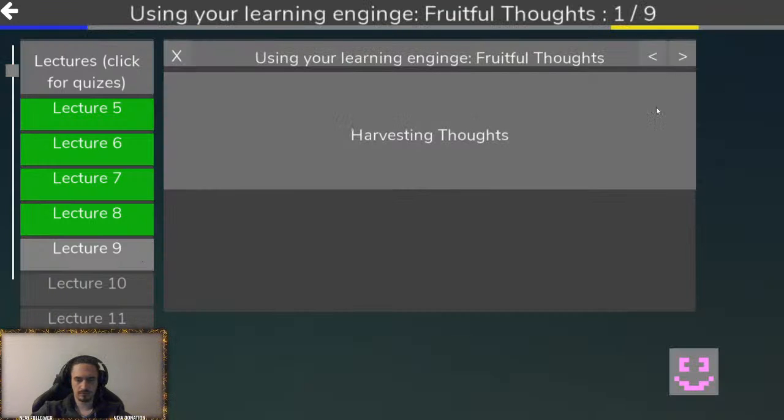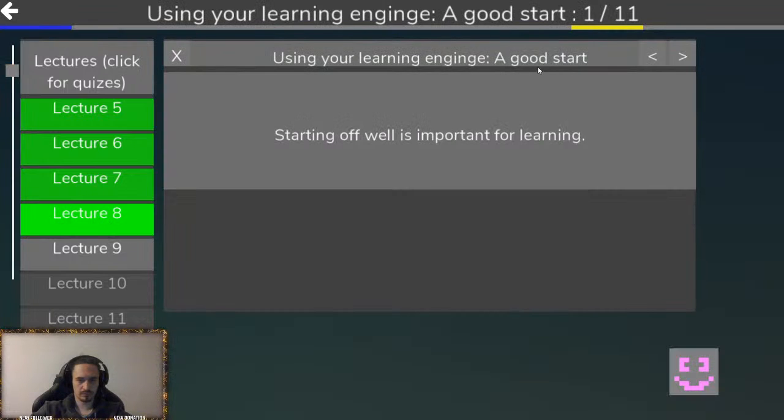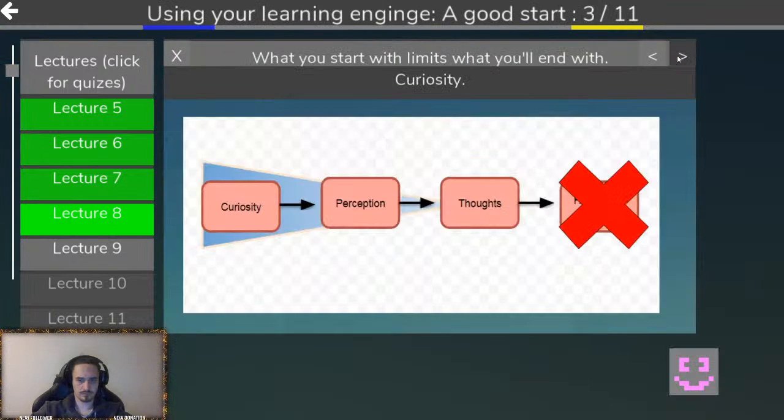Using your learning engine to develop fruitful thoughts. So we're really using your learning engine and harvesting your thoughts.